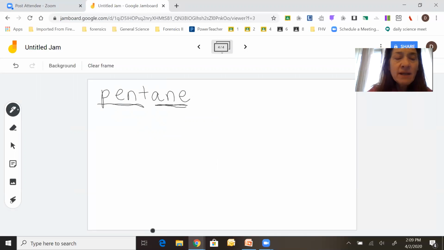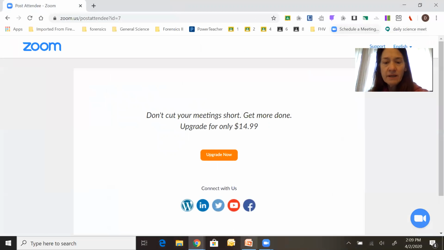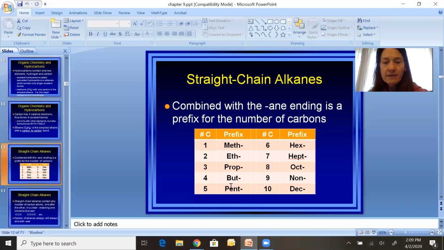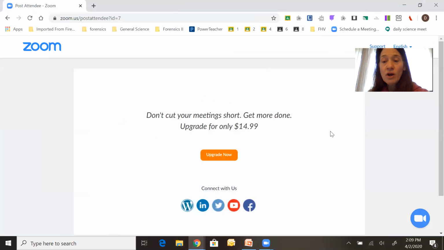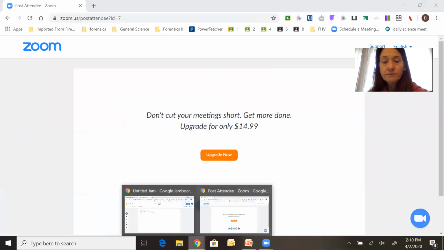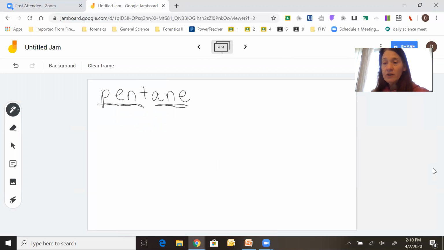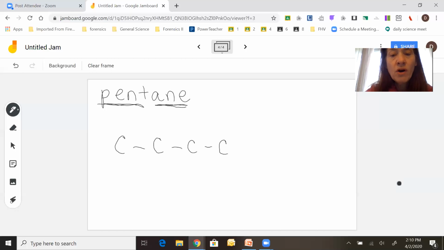What does Pent tell us? The prefix Pent tells us there's 5 carbons, okay? And we're talking about straight chain hydrocarbons, because that's what alkanes are. They're straight chain. So that means it's 5 carbons in a straight chain. 2, 3, 4, 5, right?